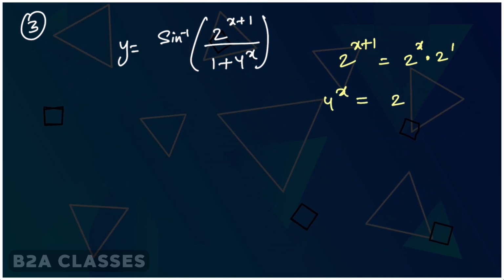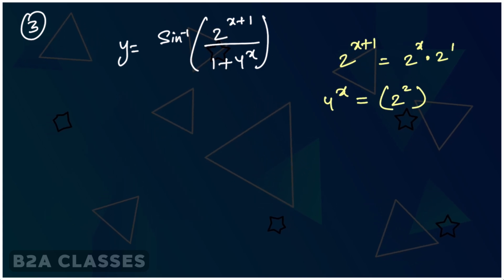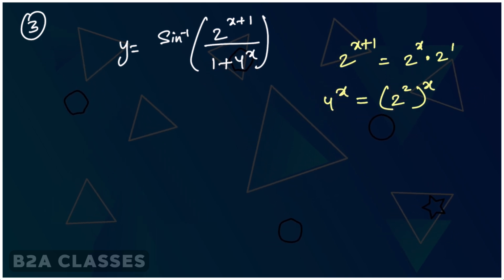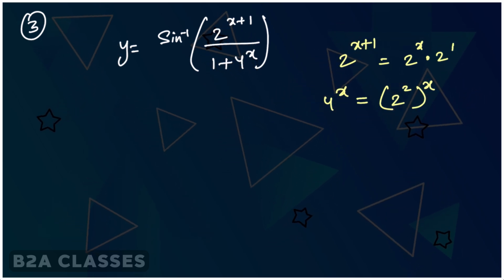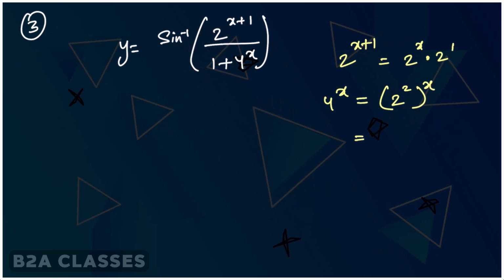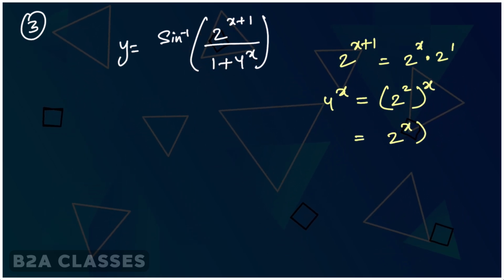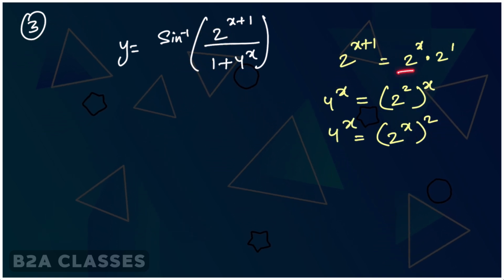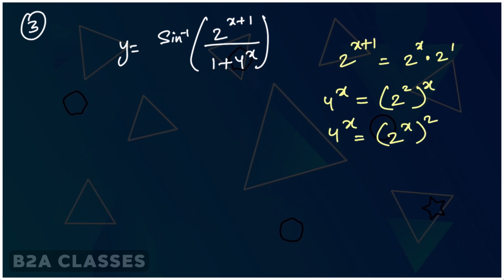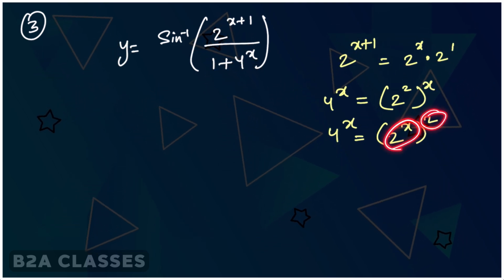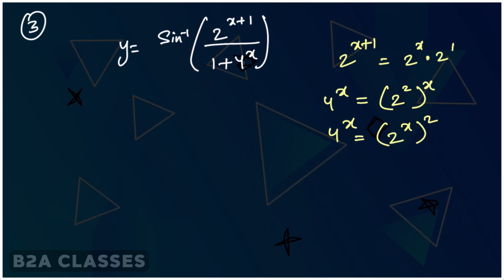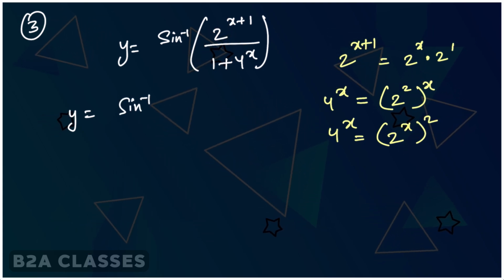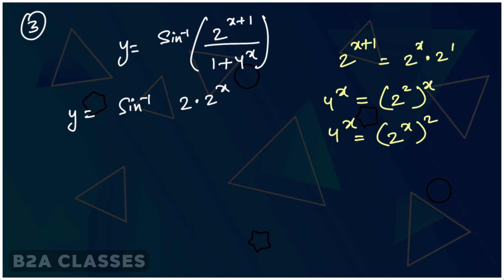4 power x we can write as 2 squared whole power x, that is, in place of 4 we write 2 squared, and we can interchange this 2 and x. This is a property. So on interchanging, I will get 2 power x whole squared, which is 4 power x. So we will put 2 power x into 2 in place of 2 power x plus 1, and we will put 2 power x squared in place of 4 power x. So let me put that.